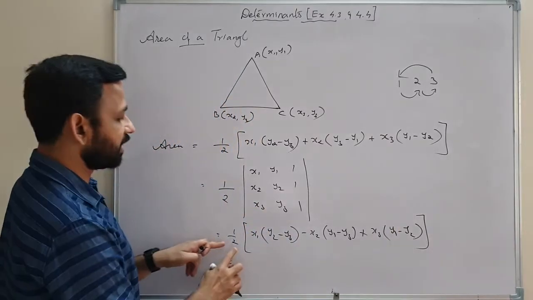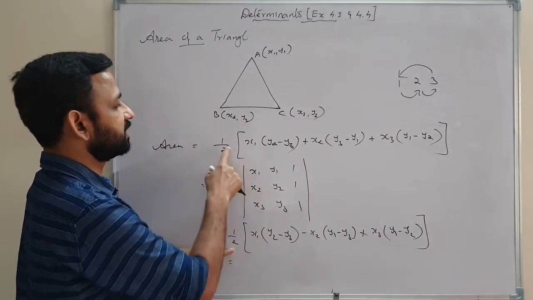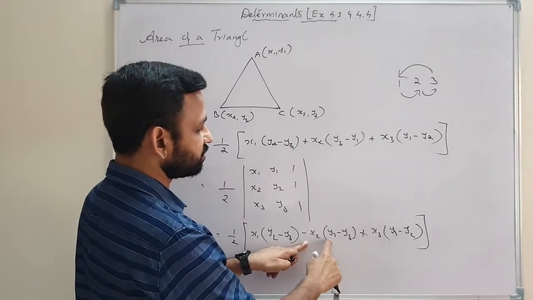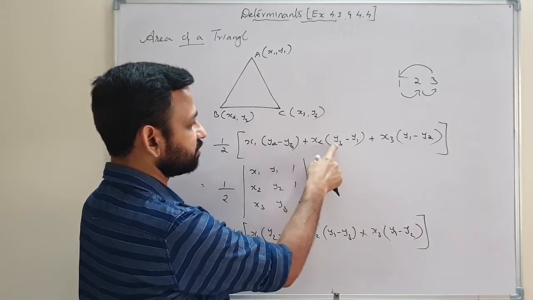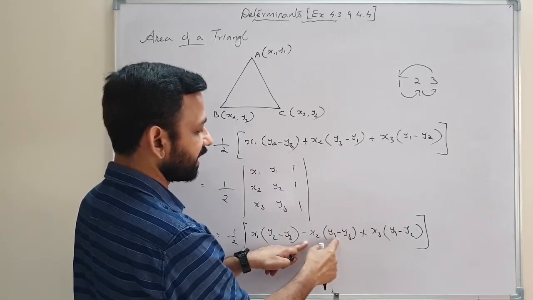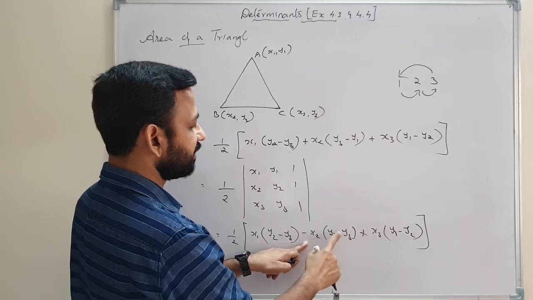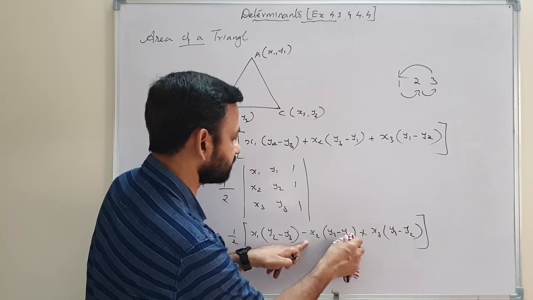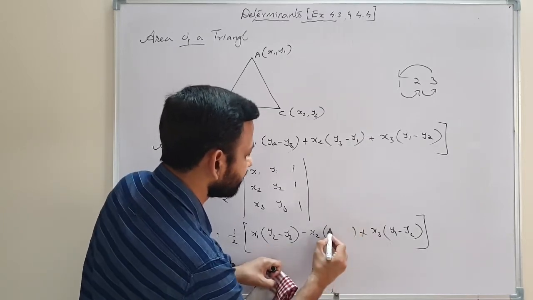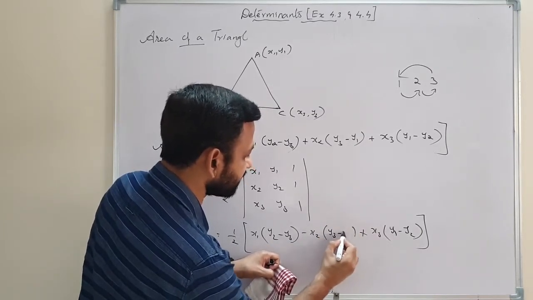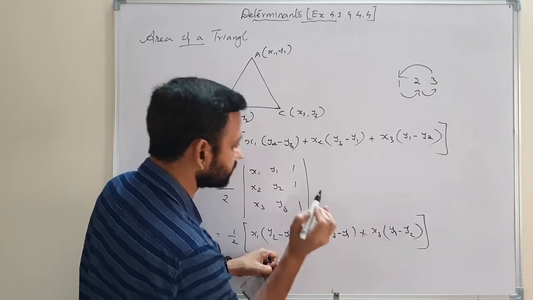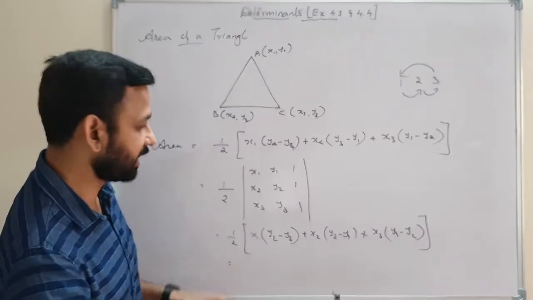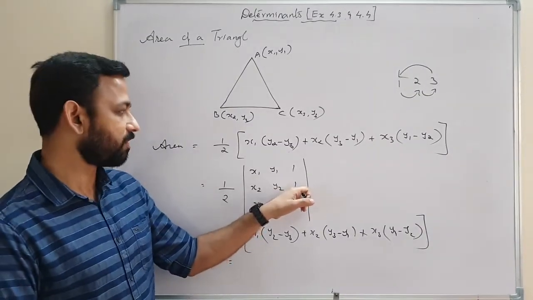Then compare with that formula: 1 by 2 into x1 into y2 minus y3, and here minus x2 into y1 minus y3, there plus x2 into y3 minus y1. If we take a negative outside, y1 minus y3 becomes y3 minus y1, since y1 minus y3 is minus of y3 minus y1, negative into negative is positive. Then x3 into y1 minus y2. So both formulas are the same, but this one is in determinant form.